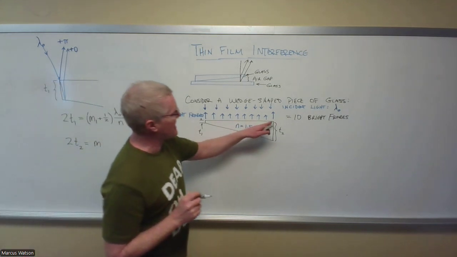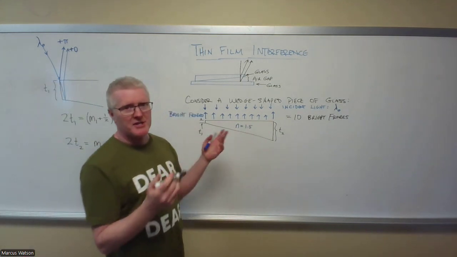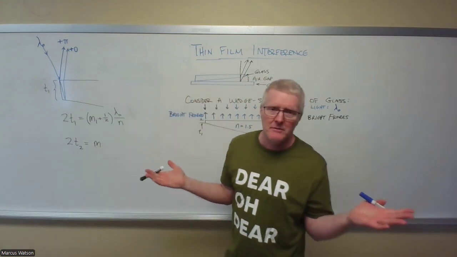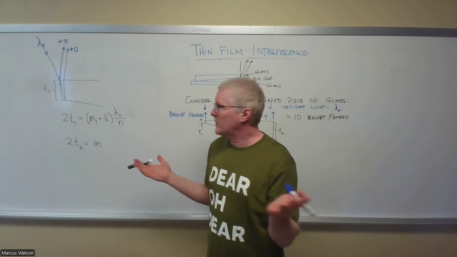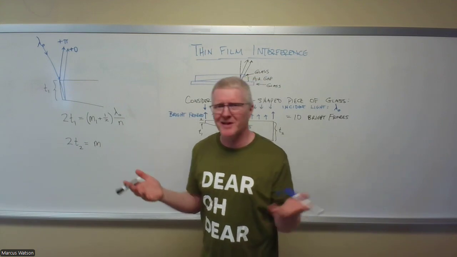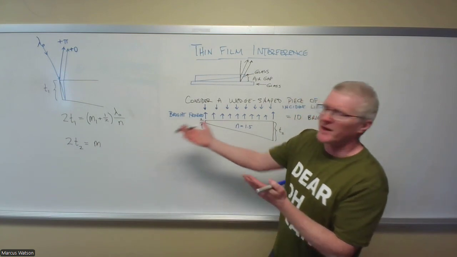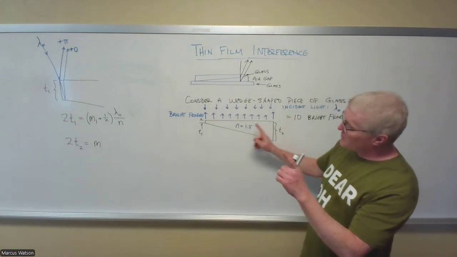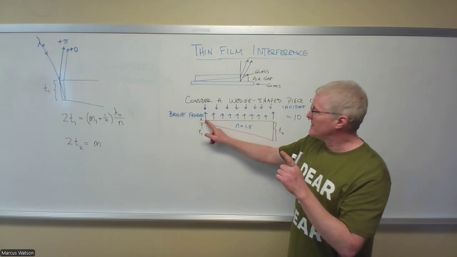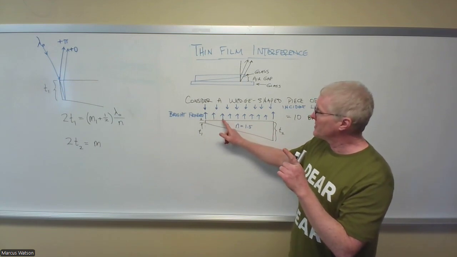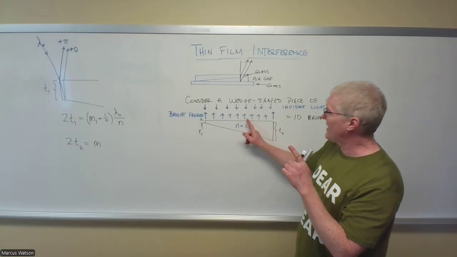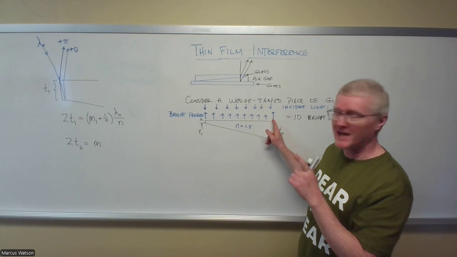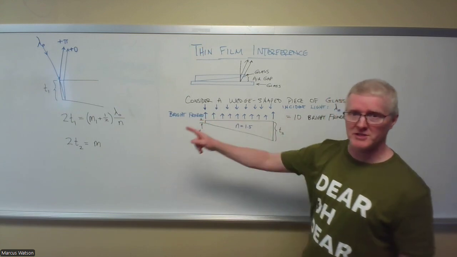In this case, it's 10 bright fringes. So I started with an M1. I don't know what M1 is. I don't know if it's 1 or 2 or 3. I just know that I've got to have the half in there in order to get the wavelength to shift back. But what I do know is if this is M1, then this is M1 plus 1 plus 2 plus 3 plus 4 plus 5 plus 6 plus 7 plus 8 plus 9. So I got M1 plus 9 to give me 10 total bright fringes here.